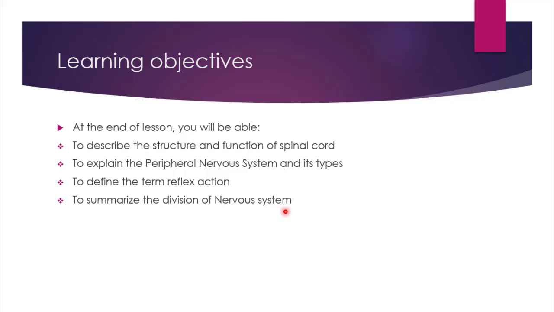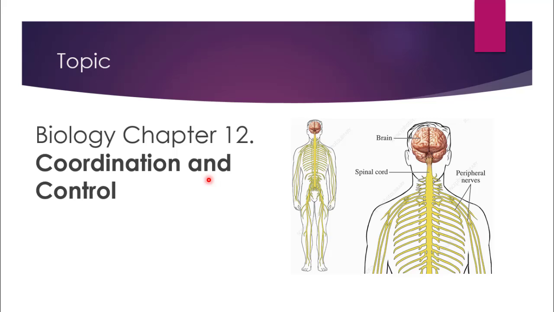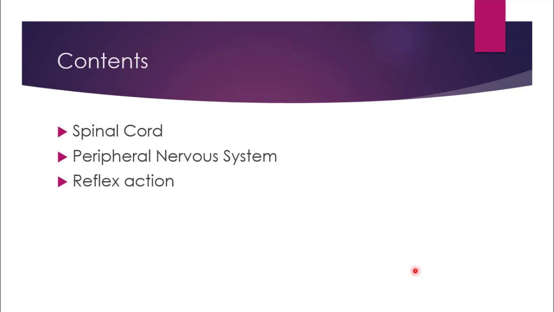So let's start our topic. That is coordination and control. This chapter is already under discussion. In the previous lecture, you have studied about brain, which is an important part of central nervous system. And in today's lecture, we will discuss about spinal cord and peripheral nervous system. The main contents of our topic are spinal cord, peripheral nervous system, and reflex action.